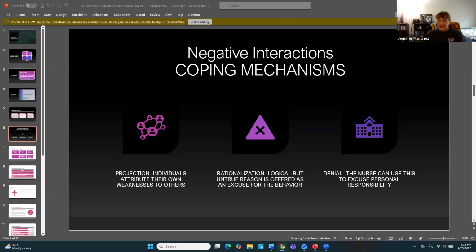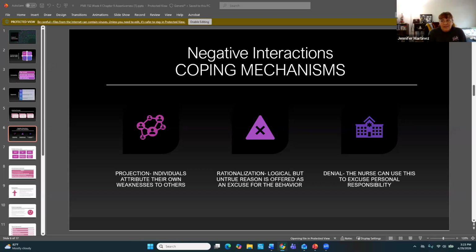Rationalization is another one. Rationalization is when a logical but untrue reason is offered as an excuse for the behavior. Let's see, I'm trying to think of a good rationalization. Labeling a client as a troublemaker or uncooperative. This is also a non-assertive type of interaction.